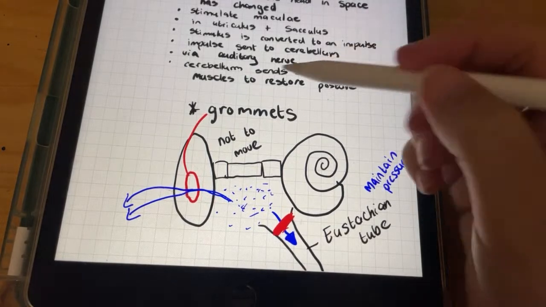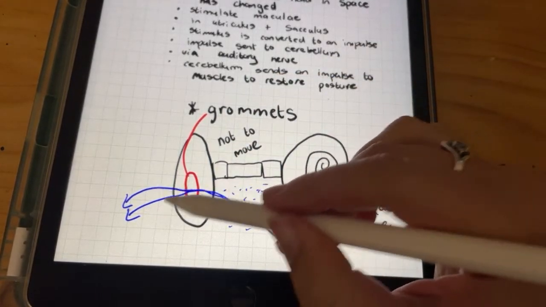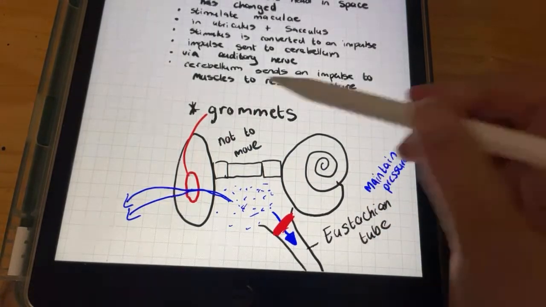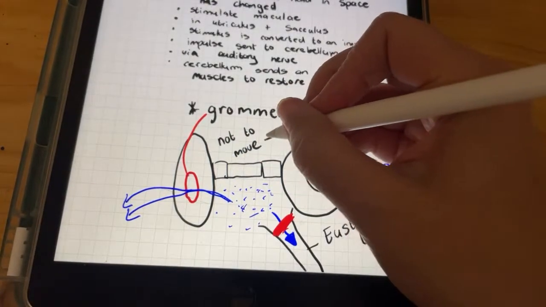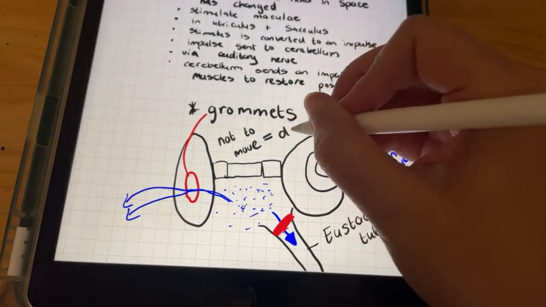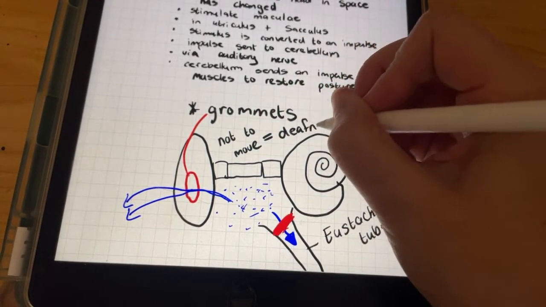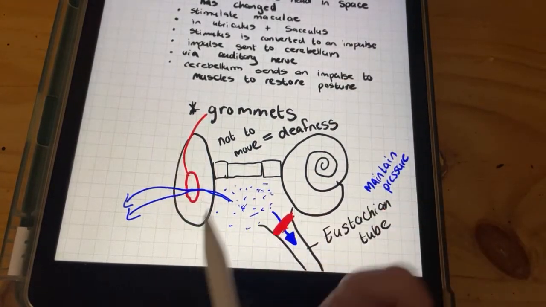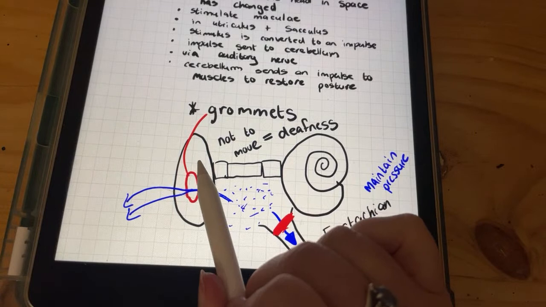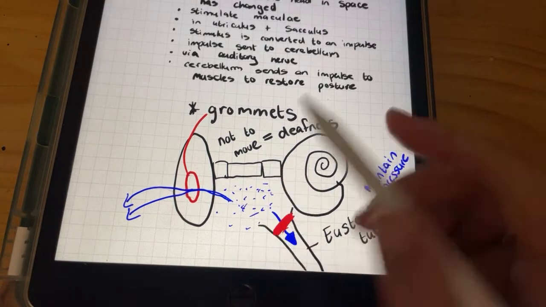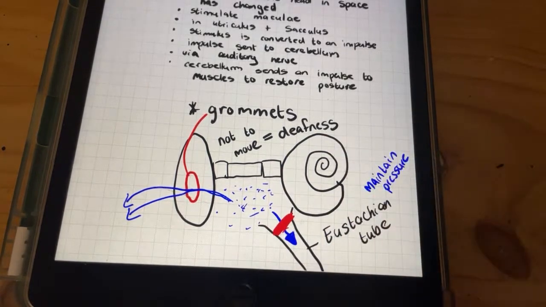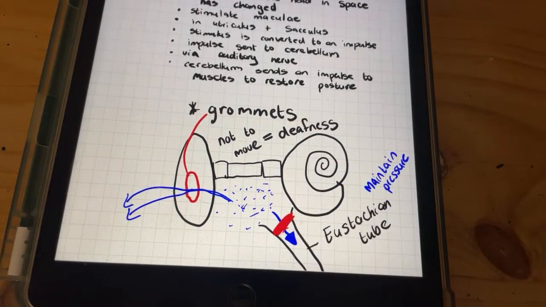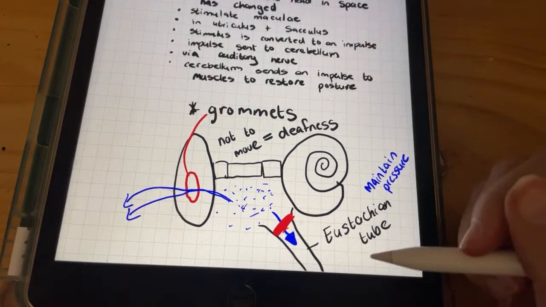Now, grommets are useful because if you drain out the fluid, it means that the ossicles can move and you can hear. If ossicles don't move, like I wrote here, then you experience deafness. Because if the ossicles are not moving, they cannot transfer any vibrations from the tympanic membrane through the bones and into the cochlea. And so that's why we want to keep everything moving. That is the main ear defect that they talk about.